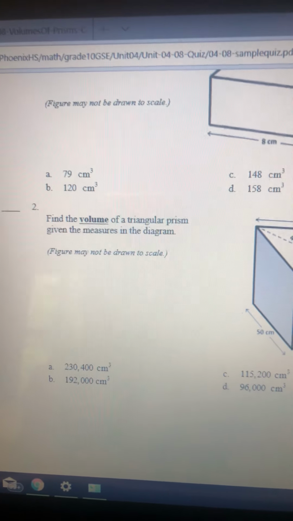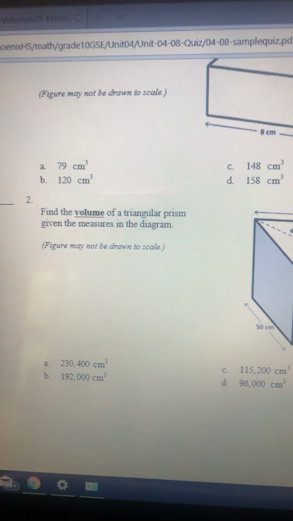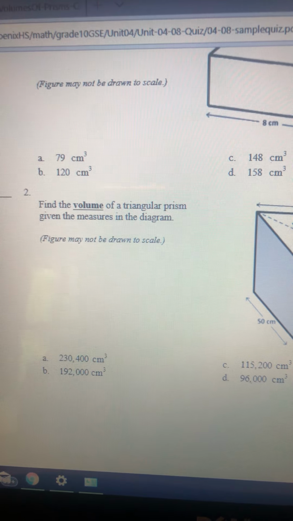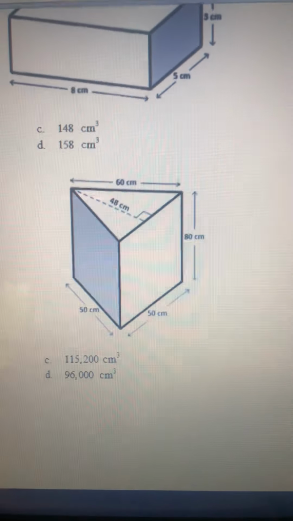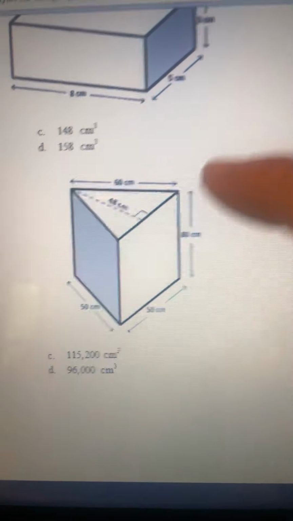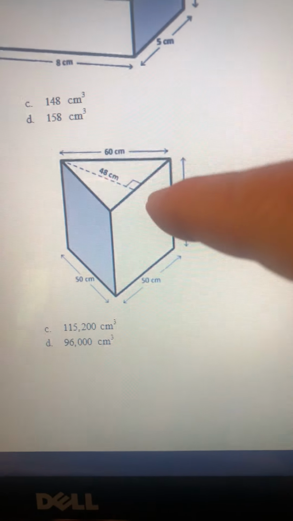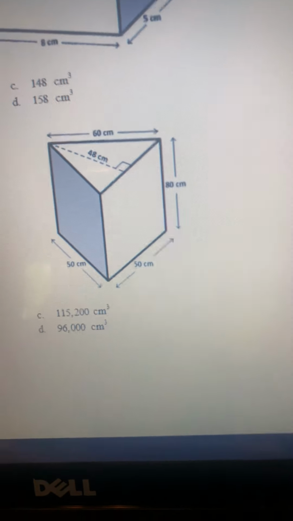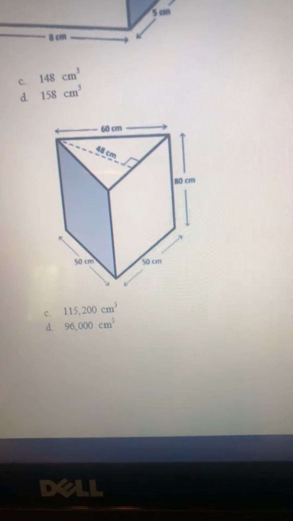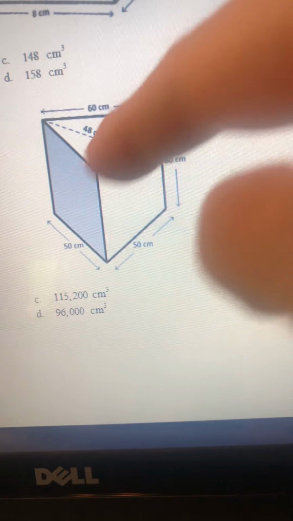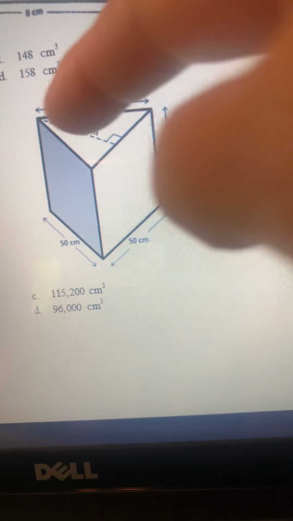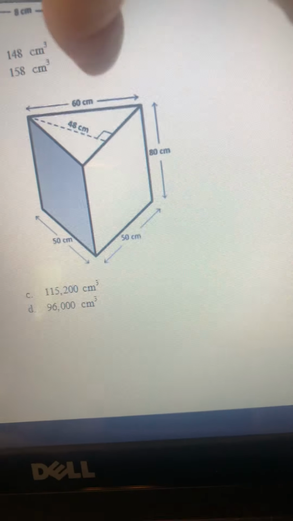Number two wasn't quite that simple. That one said to find the volume of a triangular prism given the measures of the diagram. So this one they just jumped in and they gave us a triangular prism, but if you'll notice, it's divided into two right triangles. So what we have to do is find both of the bases and get the area for this part and get the area for this part. So we're gonna start off with this top part first. And so I worked that one out here.